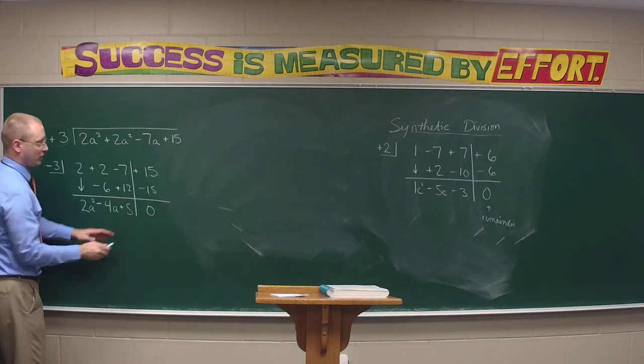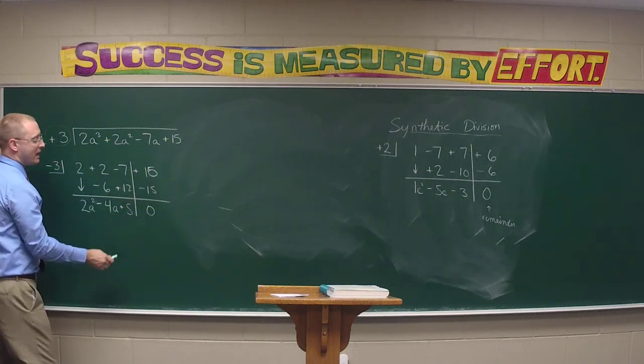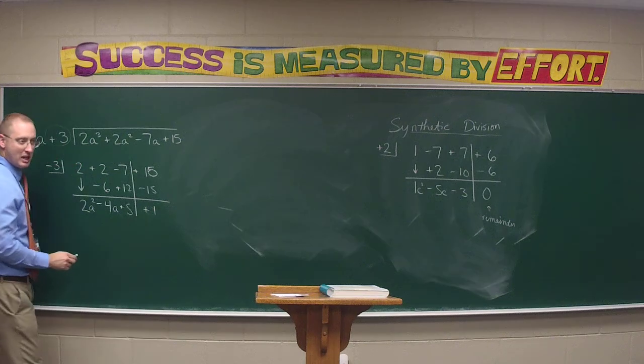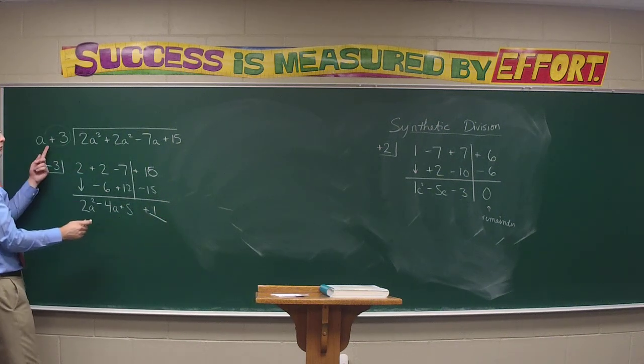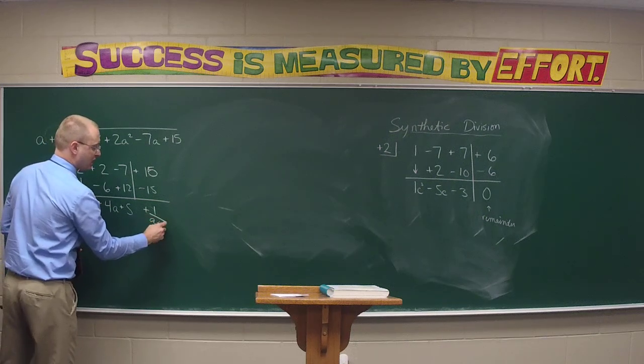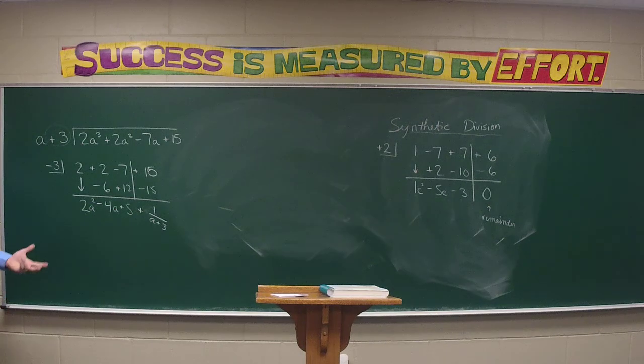If I had a remainder, let's suppose this had been a 16. It's a 6. Well, then I have a remainder of +1, don't I? So when I write my remainder, that's +1 over the original divisor, a plus 3. Just like we would have done before, right? The sign goes in front, the number, and then the answer down there. Make sense? Questions on this?